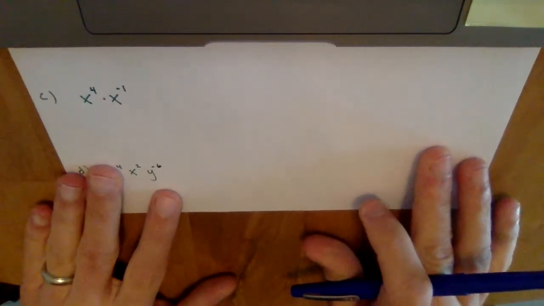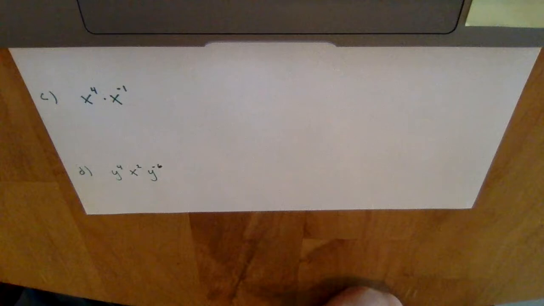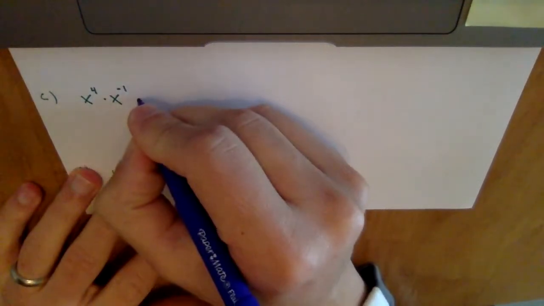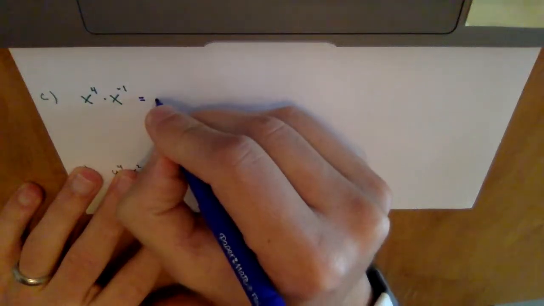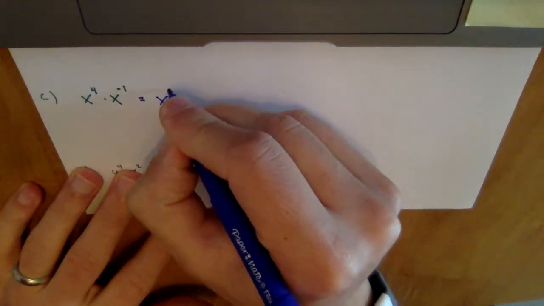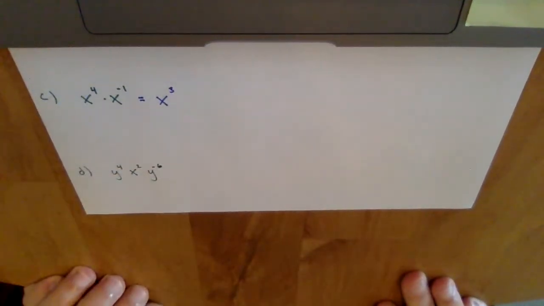Scrolling down to letter C, again we've got x and x, so we've got x to the fourth power times x to the negative 1. We're going to add up those exponents because this is multiplication here. That becomes x to the third power, right? Because 4 plus negative 1 is 3, so x to the third power.